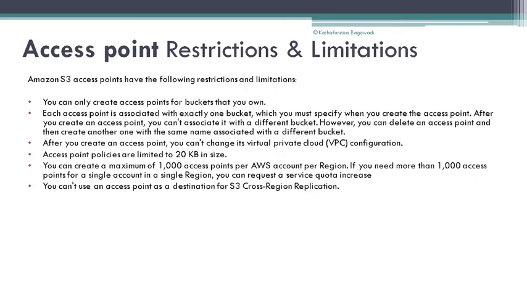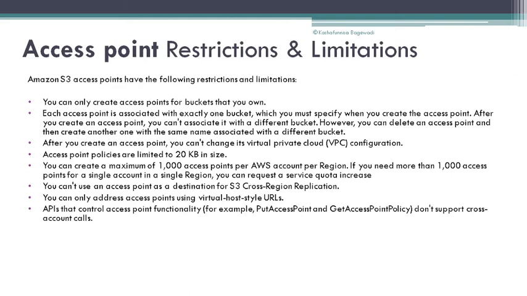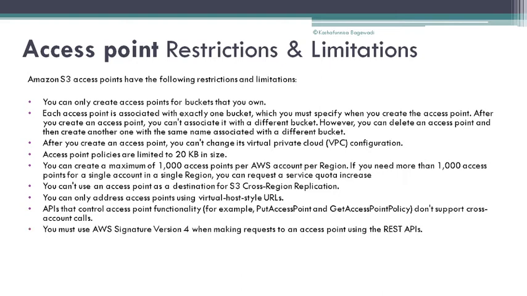You can't use an access point as a destination for S3 cross-region replication. You can only address access points with virtual host style URLs. APIs that control access point functionality, for example, PutAccessPoint and GetAccessPoint, don't support cross-account calls. You must use AWS Signature version 4 when making requests to an access point using the REST APIs. Access points only support access over HTTPS. Access points don't support anonymous access.